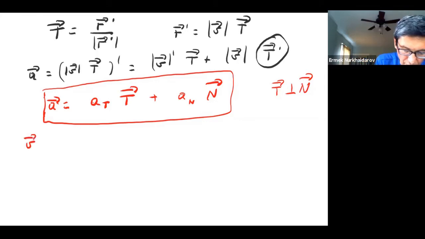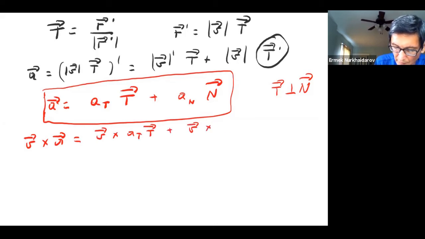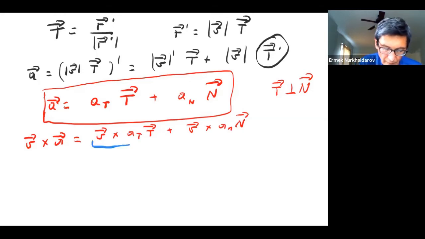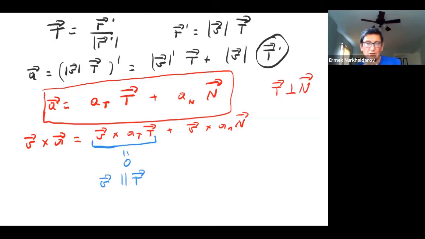So velocity cross acceleration is going to be velocity cross A_T T plus velocity cross A_N N. This part is going to be equal to 0 because velocity is parallel to the tangent vector. What remains is speed times A_N times T cross N.